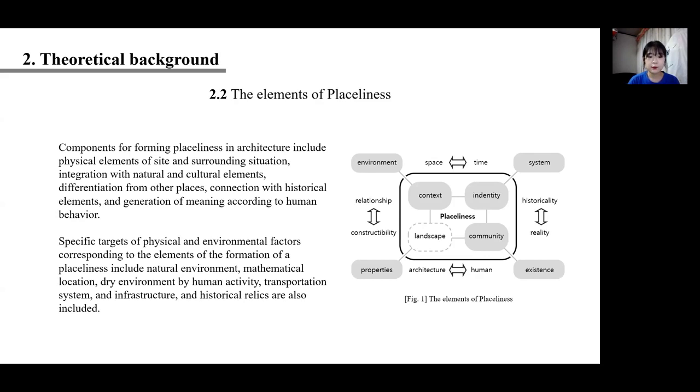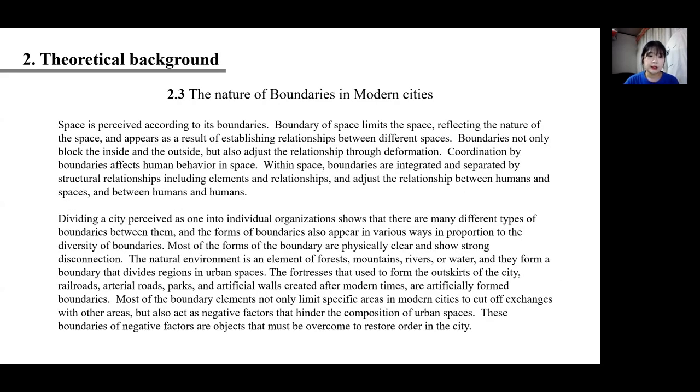Specific targets of physical and environmental factors corresponding to the elements of the formation of a placeliness include natural environment, man-made environment by human activity, transportation system, and infrastructure, and historical relics are also included. Space is perceived according to its boundaries.